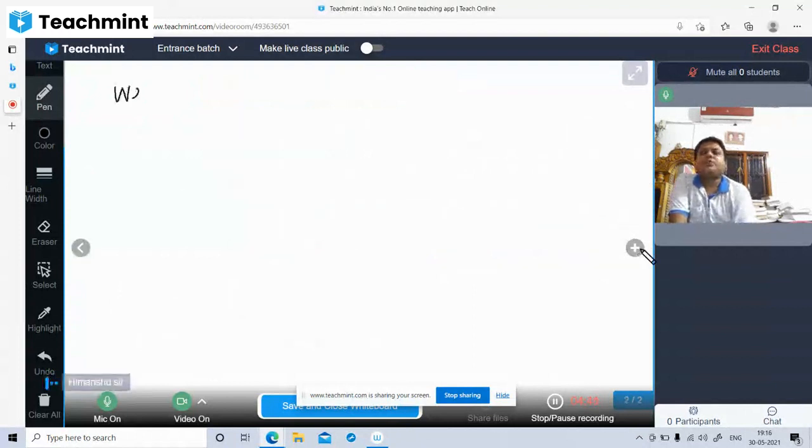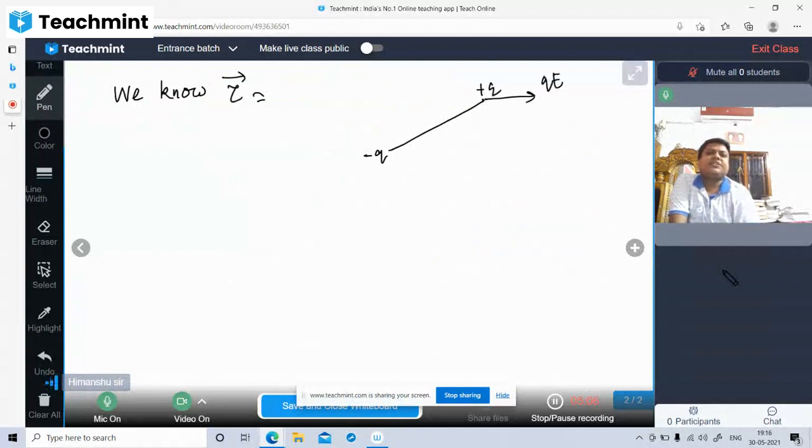We know tau is the rotational torque. Let us consider here: this is minus Q, this is plus Q. This is the force QE in this direction, as the electric field direction is in that direction, and here it is the force minus QE. The net force is 0.